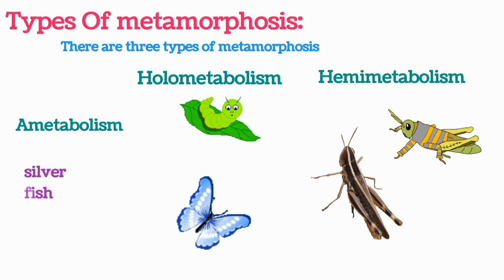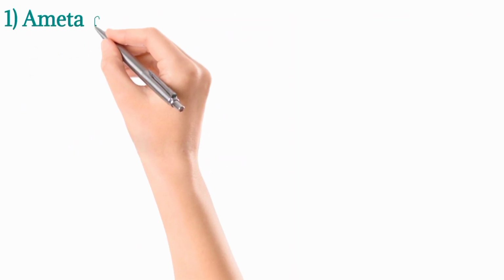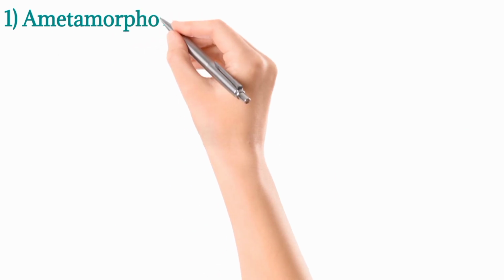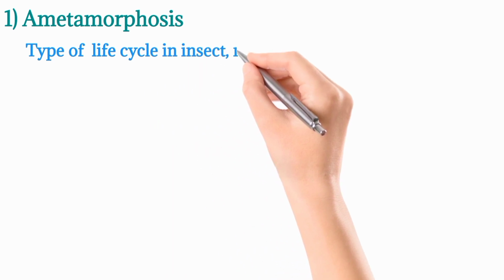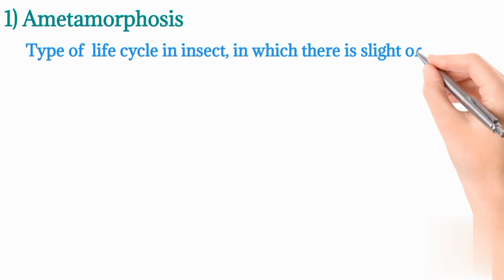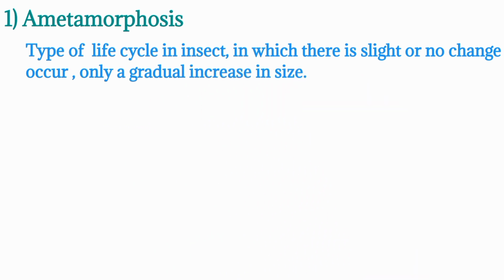Now let's study the different types of metamorphosis one by one. The very first is ametamorphosis or ametabolism. A is used to show the absence of something. So the complete definition is: ametabolism is the type of insect life cycle in which there is slight or no change, only a gradual increase in size.